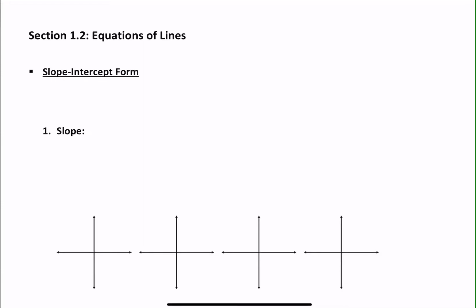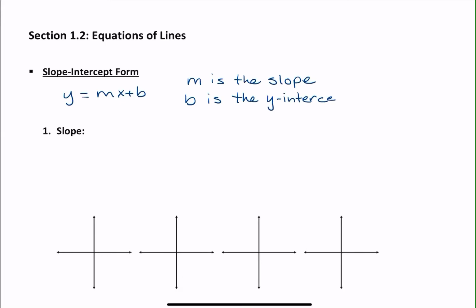So section 1.2, we're going to deal with the different equations of lines. Let's start with the slope-intercept form, which is probably the form you're most familiar with, and that is y equals mx plus b, where m is the slope and b is the y-intercept. So when I say y-intercept, that's where it crosses the y-axis, or that's your starting point.